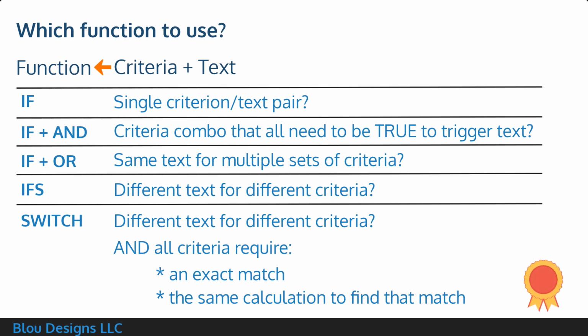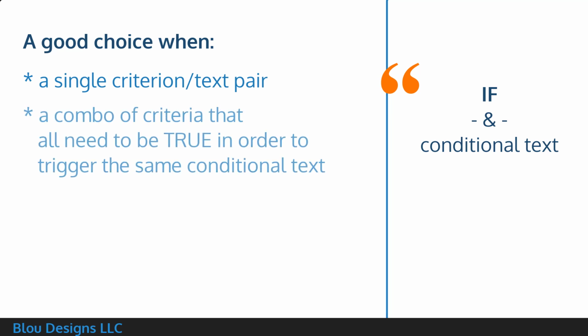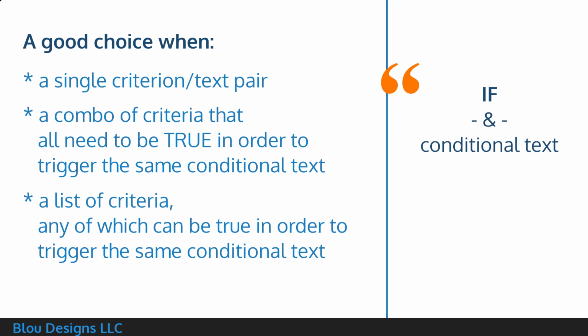And with that, you're ready to write your conditional text formulas. If is a good choice when you're working with a single criterion text pair, a combination of criteria that all need to be true at the same time in order to trigger the conditional text, or a list of criteria, any of which could be true to trigger the same conditional text.